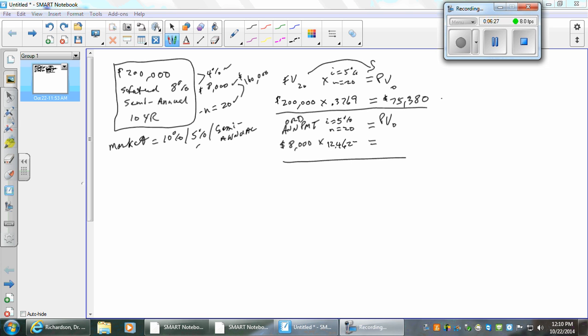12.4622. What's worth $12.46? $20 is. Received $1 at the end of each period for 20 periods, right? That whole $20, if you take interest out of it, if you suck the interest out of it at 5%, it's going to be worth $12.46. If you invested $12.46 in an account that pays 10% interest, 5% every 6 months, right?